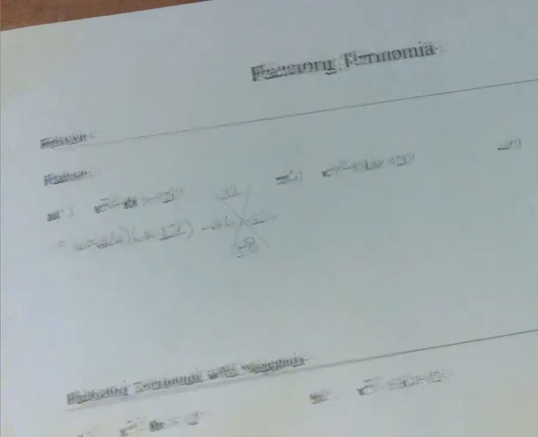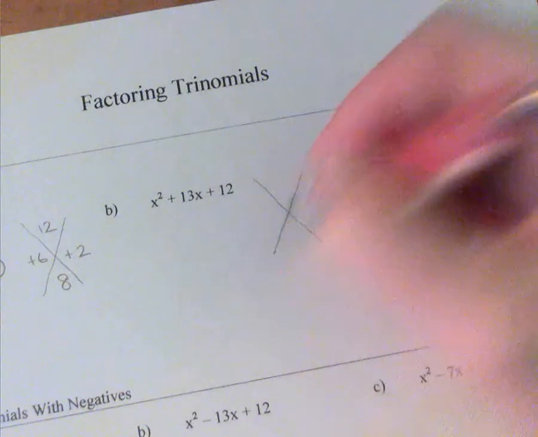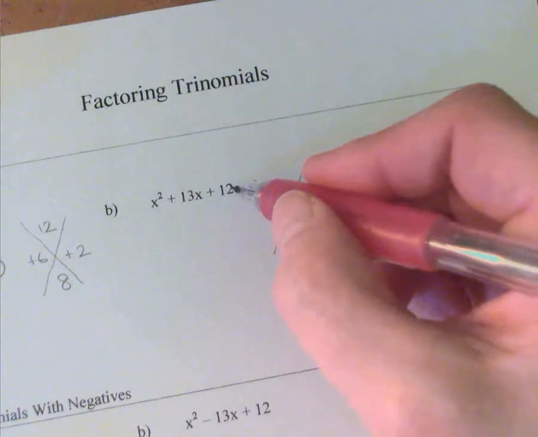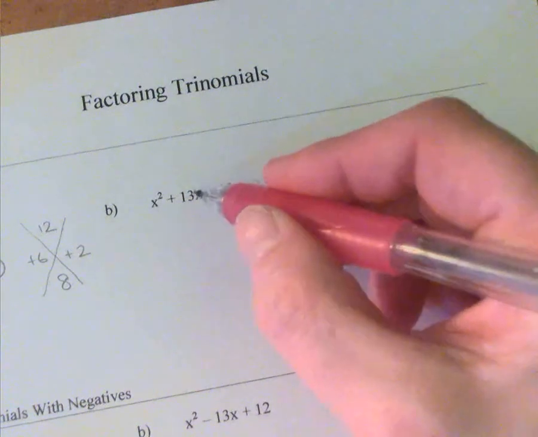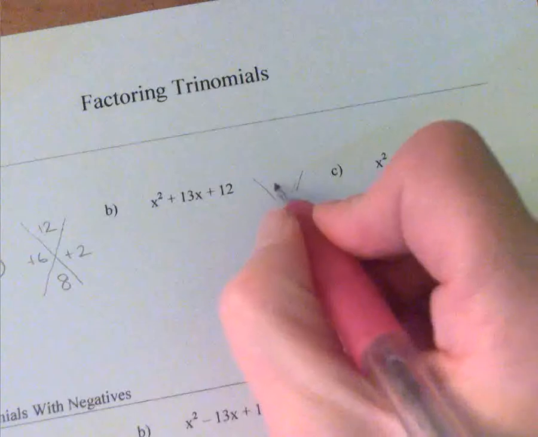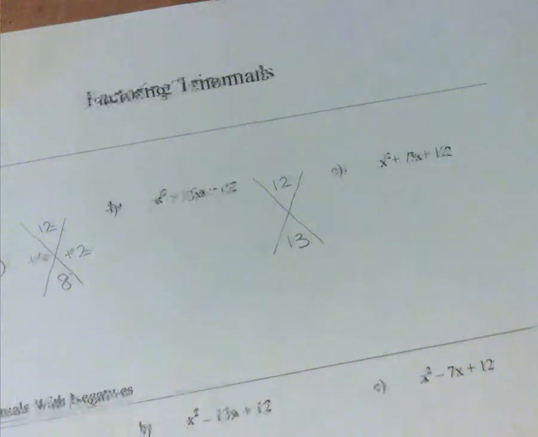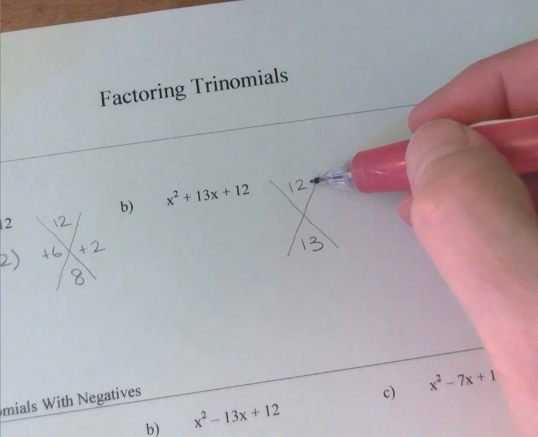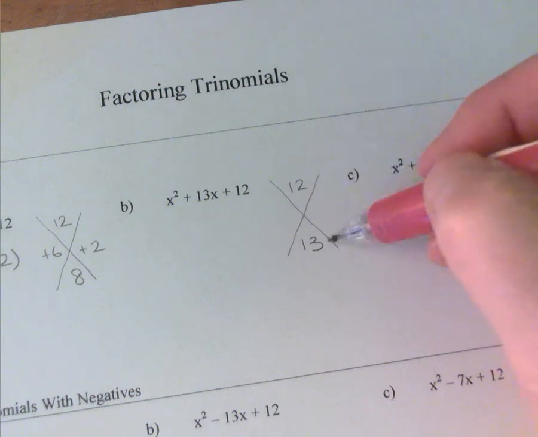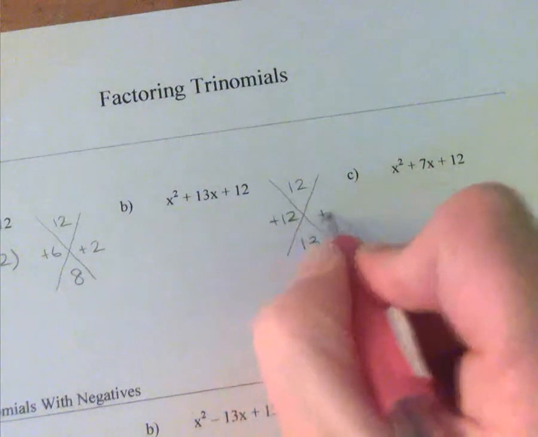Let's try another one. So I'm looking for two numbers that multiply to 12 and add to 13. So I look at the combinations for 12. We have 1 and 12, 2 and 6, and 3 and 4. Which ones will add to 13? We have 12 and 1.